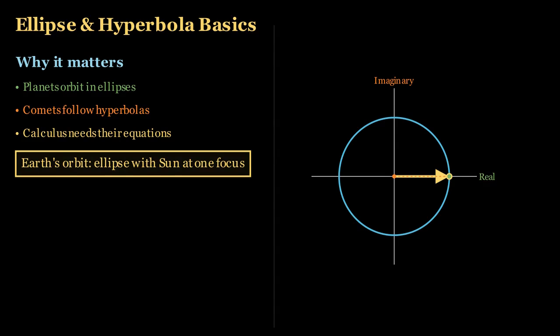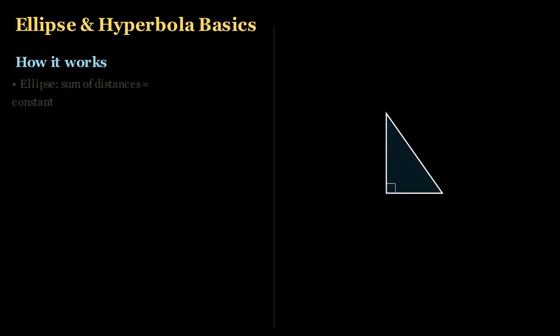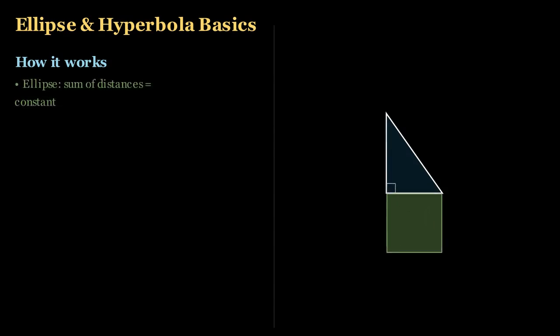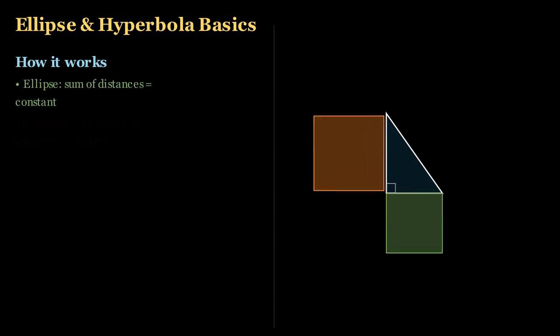Let's build these curves from a simple rule. Take two fixed points, called foci. For an ellipse, pick any point on the curve. The distance from that point to the first focus, plus the distance to the second focus, is always the same total. Imagine tying a loose string to two thumbtacks on a board. Pull the string tight with a pencil and trace around, you get an ellipse.